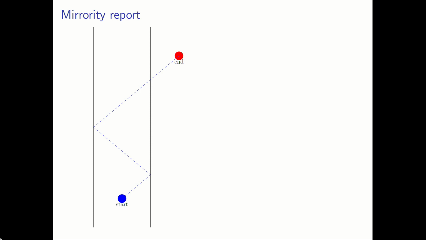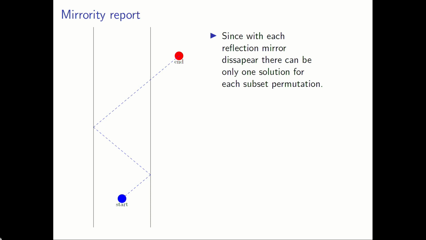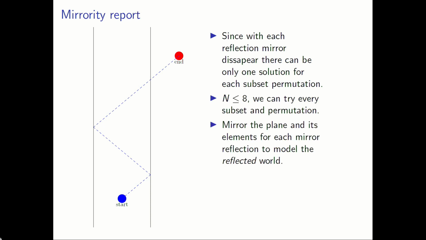And the last task was Minority Report, where we have lines and a start and an end, and the particle which starts from the start can be reflected by the mirrors, but the mirrors can reflect the particle only once. Then we can pass through the mirror. So the basic observation is that thanks to the disappearing mirrors, each subset and each permutation can be used only once to generate a unique solution, possibly. And so we just try every subset and every permutation of this subset.